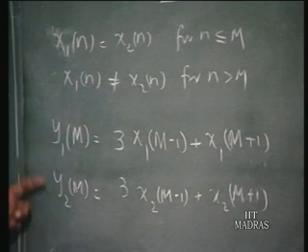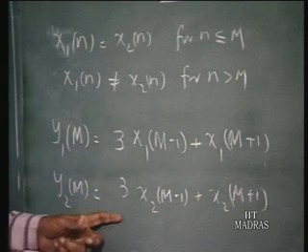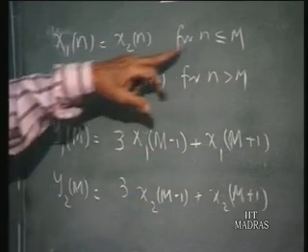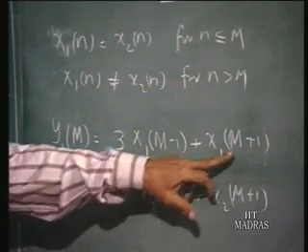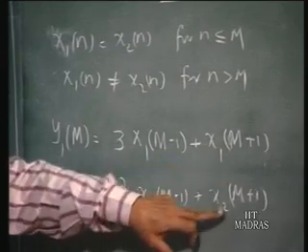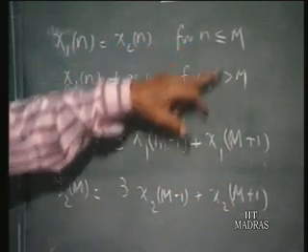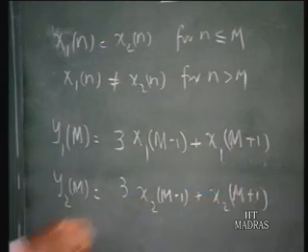But when you compare y1(M) and y2(M), are these equal? If you look at this, this is equal to this because x1 equals x2 up to n equals M. But x1(M plus 1), there is no necessity for this to be equal to x2(M plus 1), because these two are equal only up to n equals M. These two may not be equal.